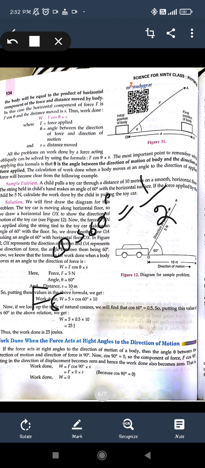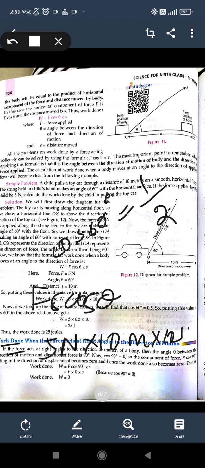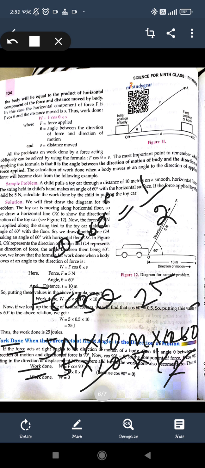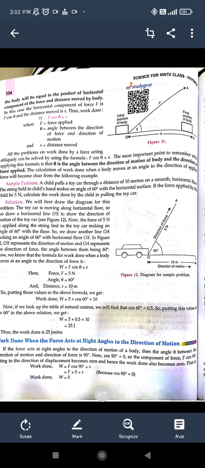We already know that F s cos theta was the formula for the work done. F is given as 5 Newton, S is given as 10 meter, and cos theta will be changed into cos 60 degree because the angle of 60 degree is given. So 5 into 10 and cos 60 is 1 by 2. So 2 fives are 25. So 25 joules of work is done if it is pulled with a string with a force of 5 Newton at an angle of 60 degree to the horizontal surface.